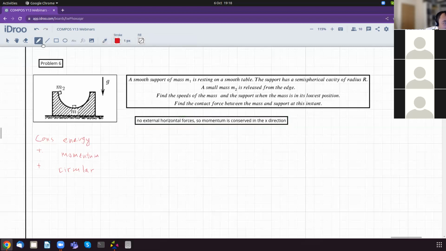Okay, so what happens? Well, when M2 is in this position and it's moving with speed V2, M1 must be sliding to the left, with speed V1.